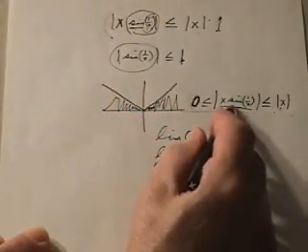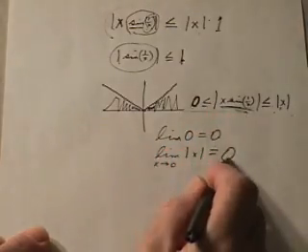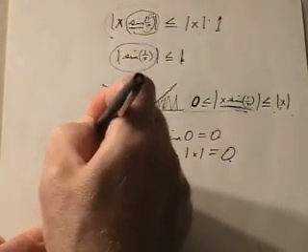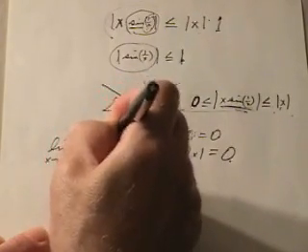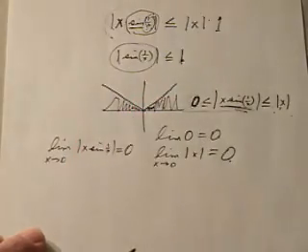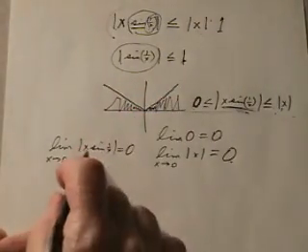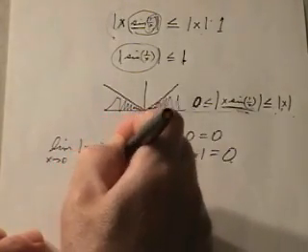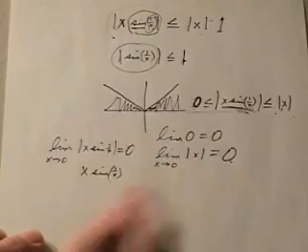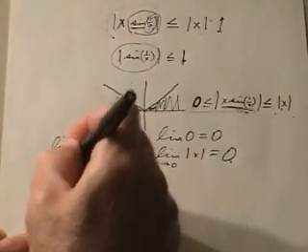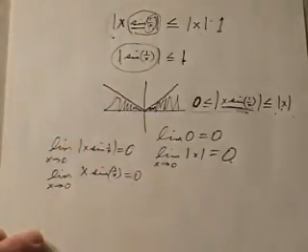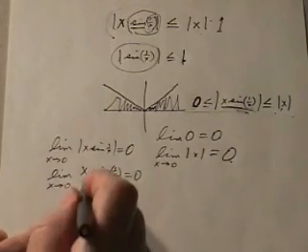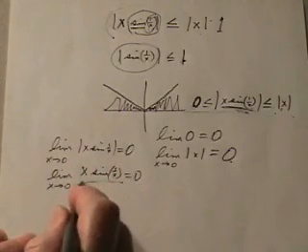Therefore, by the squeeze theorem, this function has to have the same limit too. So the limit as x approaches 0 of absolute x sine 1 over x is 0. And then there's a nice little result that says if the absolute value of something goes to 0, well, what about the something without the absolute value? Well, it has to go to 0 in the limit as well.